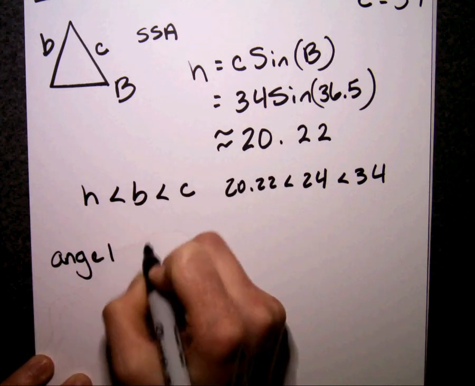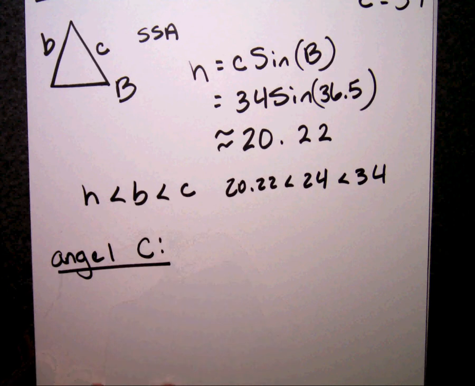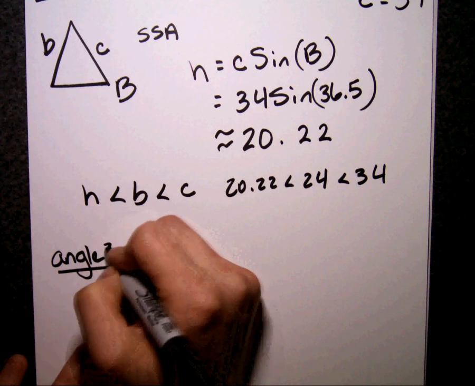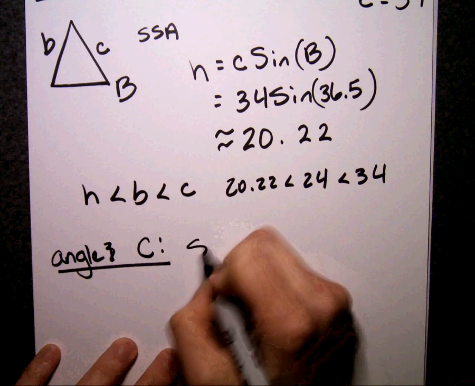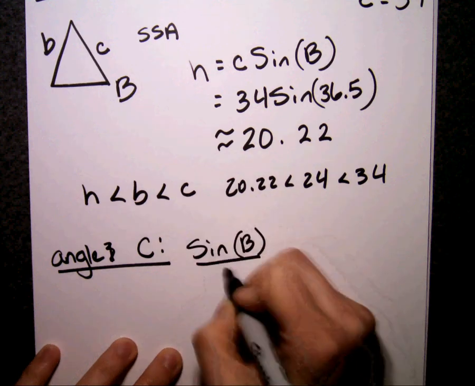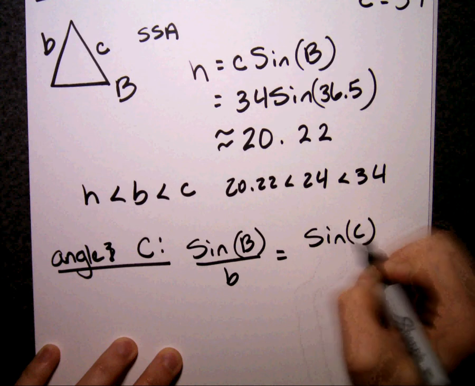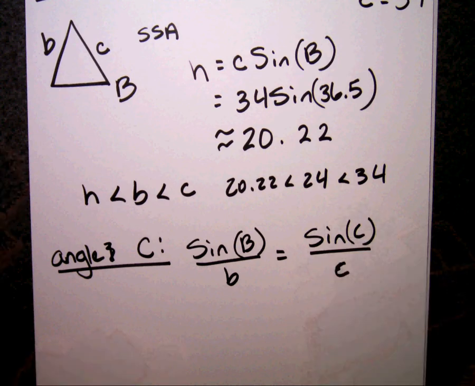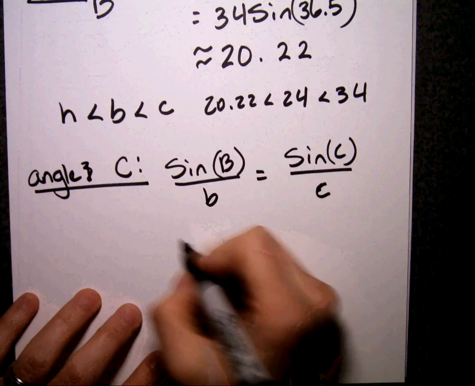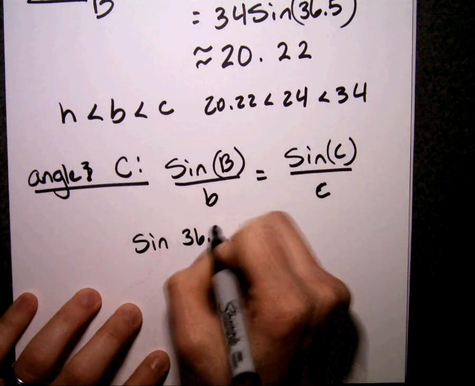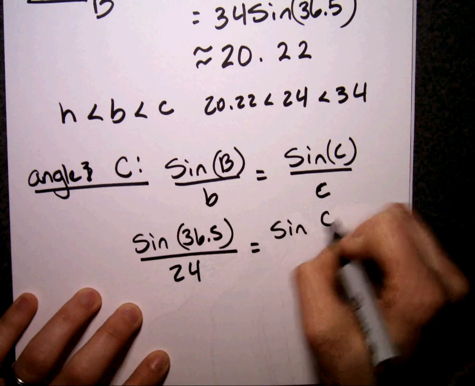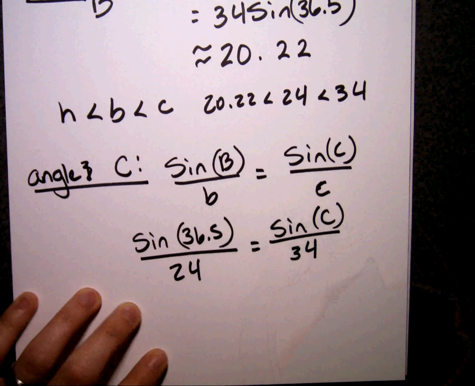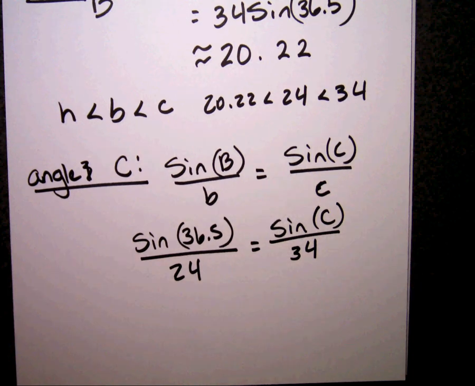using the law of sines. Angle C. All right, so we're going to be using sine B over B equals sine of C over C. Right? That is just the information that we're given. It's everything we have. So I'll have sine of 36.5 divided by 24 equals sine of C over 34. And we'll solve it in the same way that we did last time, cross multiply and divide.